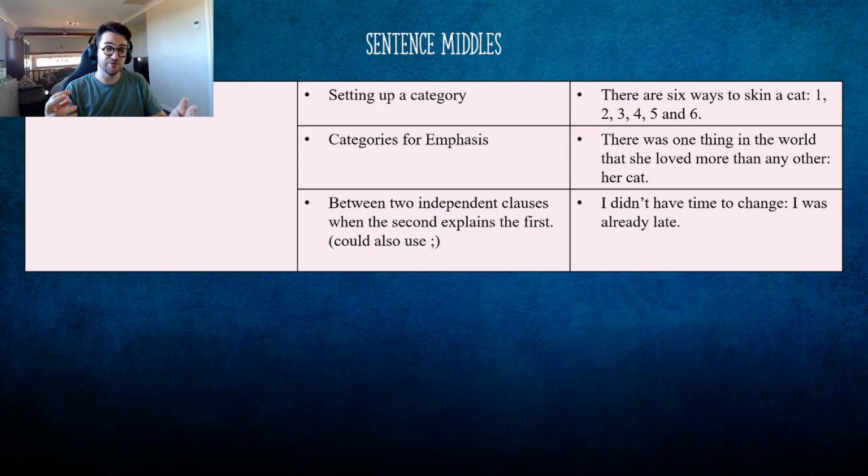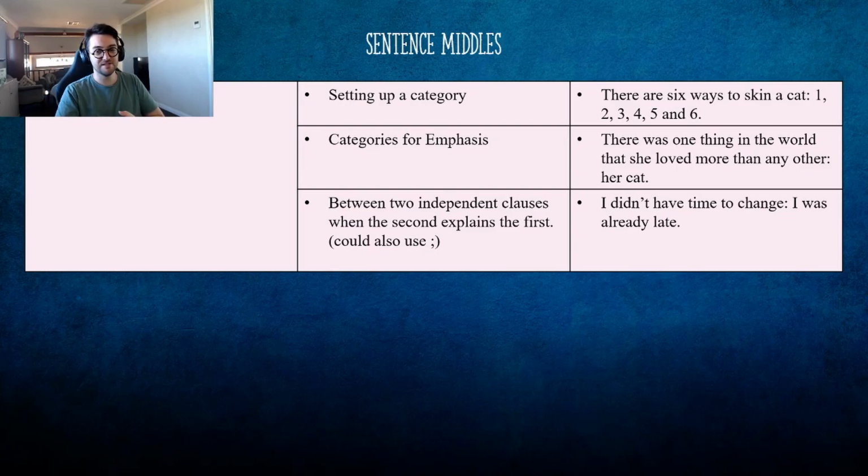The second use is similar, but it's slightly different. So you might see this more in creative writing. There was one thing in the world that she loved more than any other: her cat. So that is a category for emphasis. It's not a technical category. It's not a category that sets up a list. It is really just a category within a creative writing sentence that you use to set up a category for emphasis. So you could actually use other punctuation there, but we'll leave it at that. So categories for emphasis is the second use.